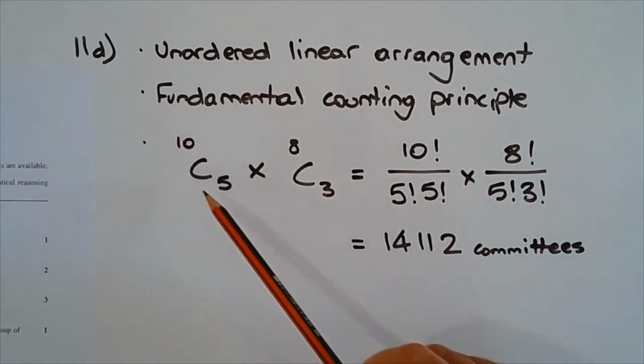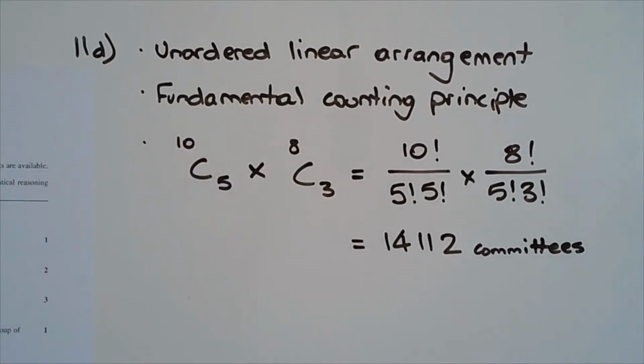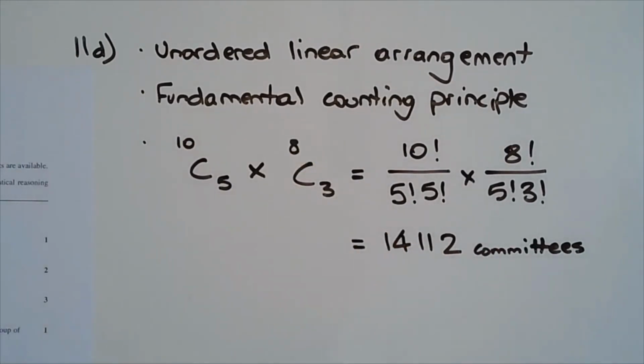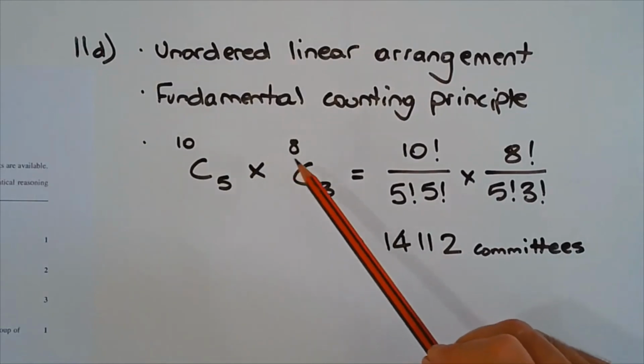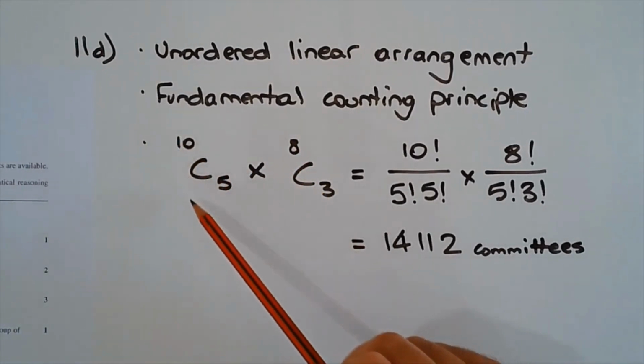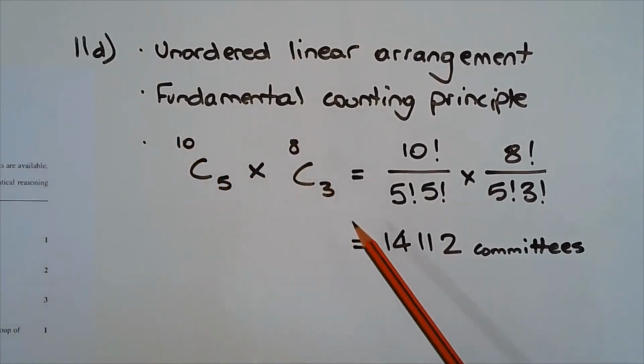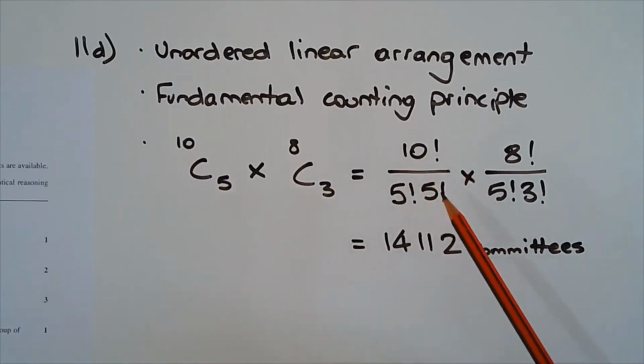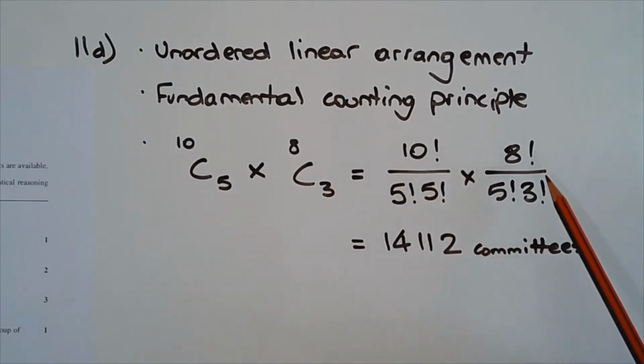There are 10 choose 5 ways of choosing 5 men from a group of 10, and there are 8 choose 3 ways of choosing 3 women from a group of 8. So applying the fundamental counting principle here, if we take 10 choose 5, multiply it by 8 choose 3, we get the total number of committees that may be formed. So that's 10 factorial over 5 factorial 5 factorial multiplied by 8 factorial over 5 factorial 3 factorial, and that equals 14,112 committees.